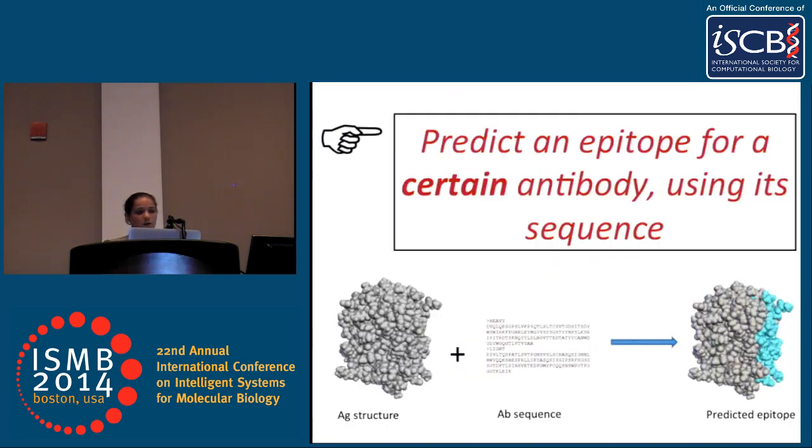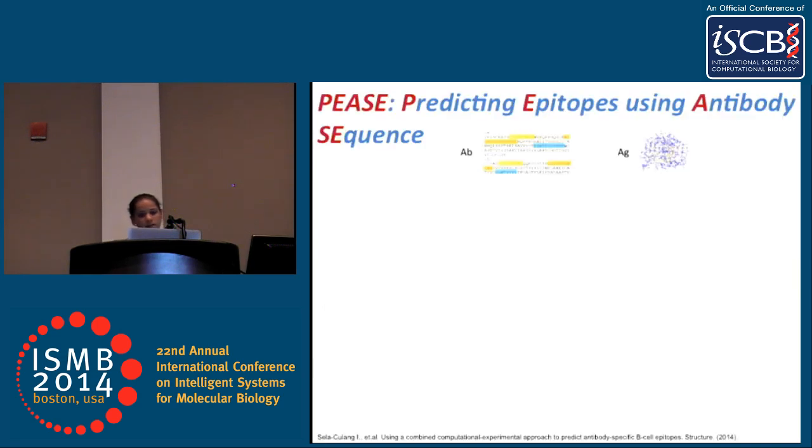So this is our main hypothesis. We should predict the epitope for a certain antibody, and we should do that using the antibody sequence. Based on this idea, we have developed PEASE, which is a fully automated tool that, given an antibody sequence and antigen structure, predicts the antibody epitopes.